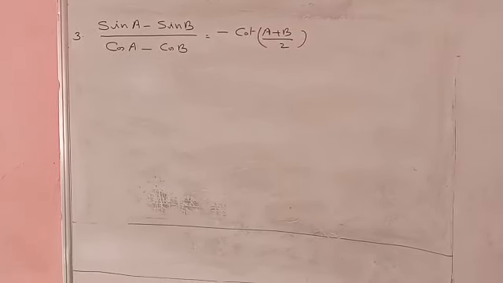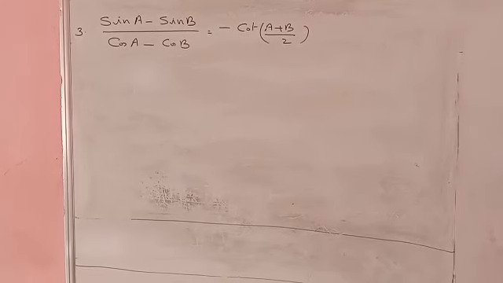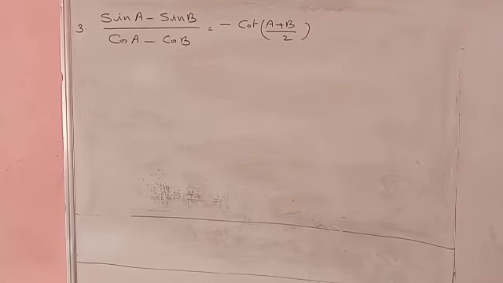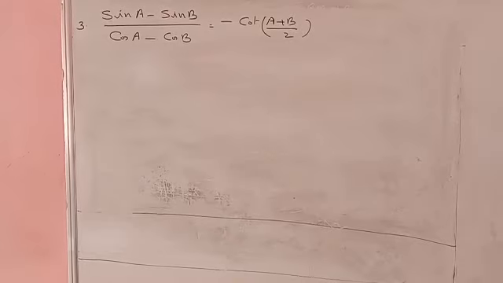Next problem, (sin a minus sin b) divided by (cos a minus cos b) is equal to minus cot (a plus b)/2. Take the left hand side.